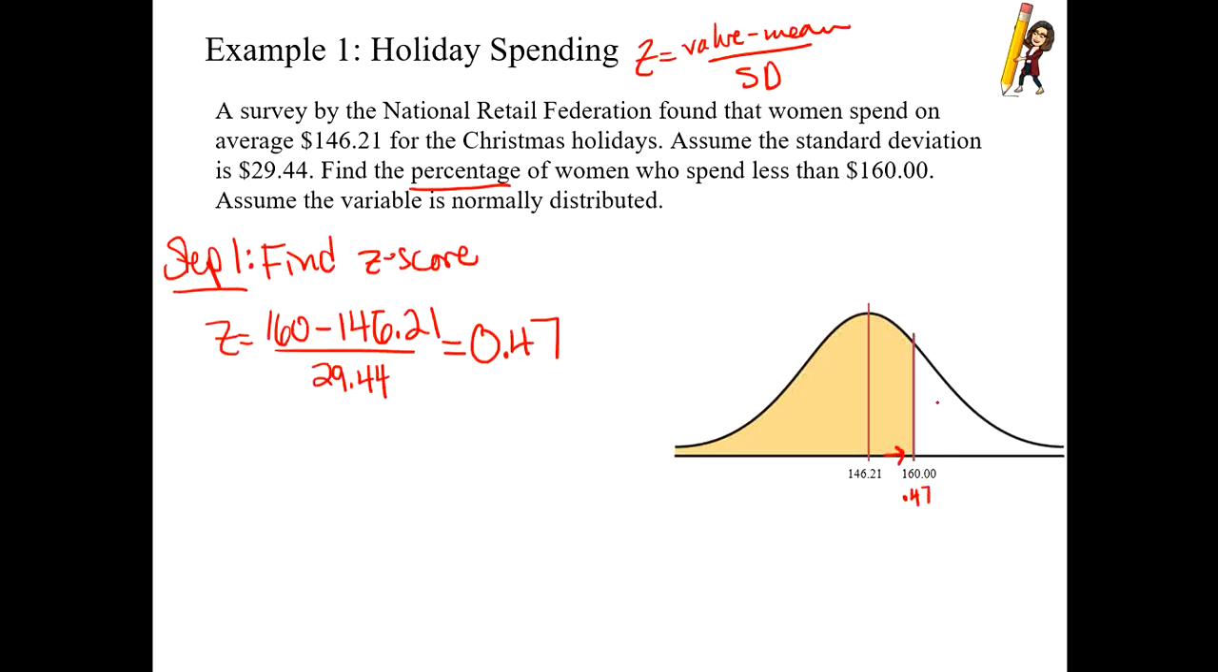We've always talked about 1, 2, and 3, or -1, -2, and -3 standard deviations, but now our z-score is 0.47, so not even half of a standard deviation above that mean. When they ask us to find the percentage of women who spend less than that amount of money for the Christmas holidays, what they're asking is all this shaded region on the curve: what percent of people spend less than $160.